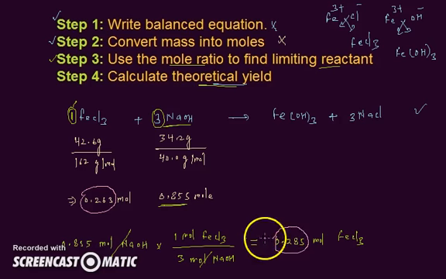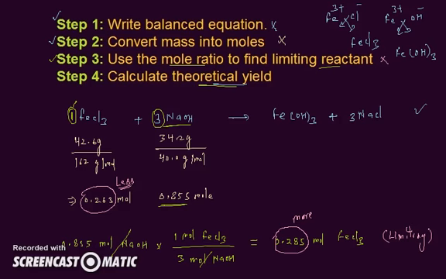in the reaction. When we compare these numbers, you can see that 0.263 is smaller than 0.285. It means that we are given less number of moles of iron chloride, but we need more number of moles of iron chloride. Thus, iron chloride is a limiting reactant. Well, we are done with the third step.